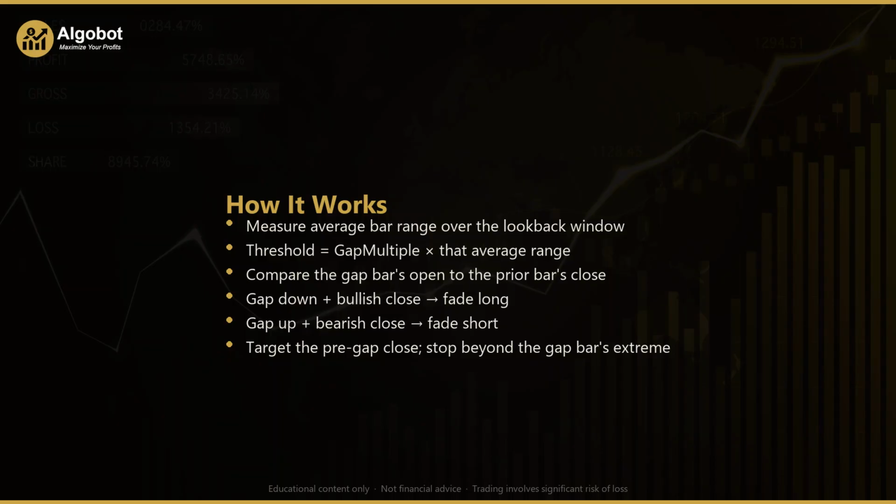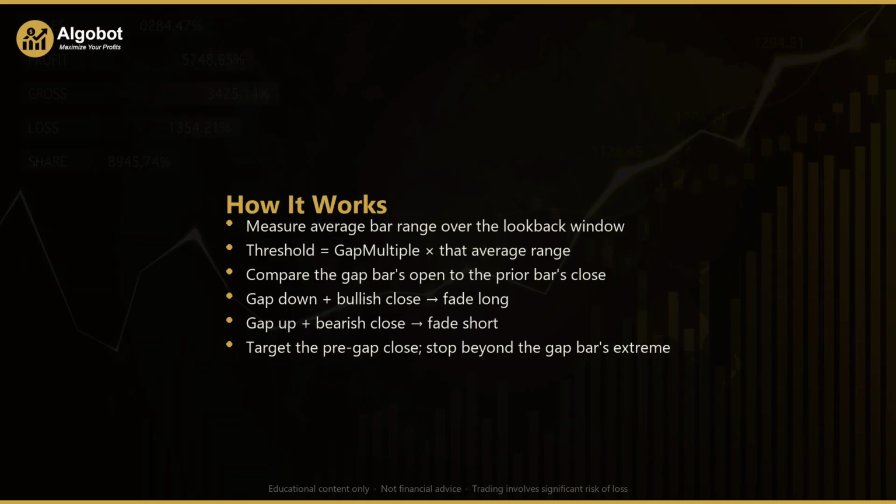But a gap alone is not enough. The strategy also requires a rejection close. For a gap down, the gap bar must close bullish, finishing higher than it opened, which signals buyers are already pushing back. The strategy then prepares to fade long, expecting price to rise and fill the gap. For a gap up, the gap bar must close bearish, finishing lower than it opened, and the strategy prepares to fade short, expecting a drop to fill the gap.